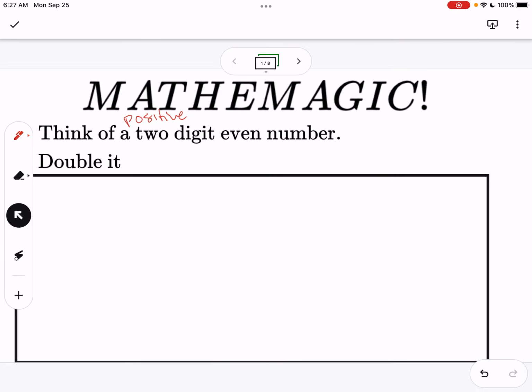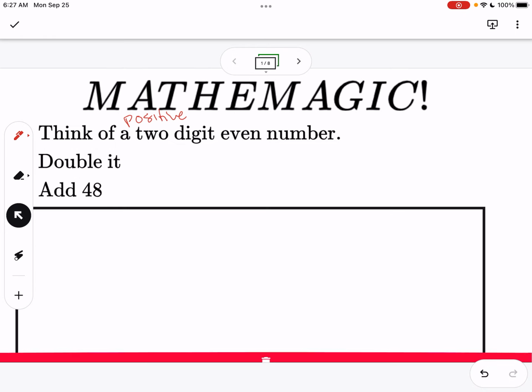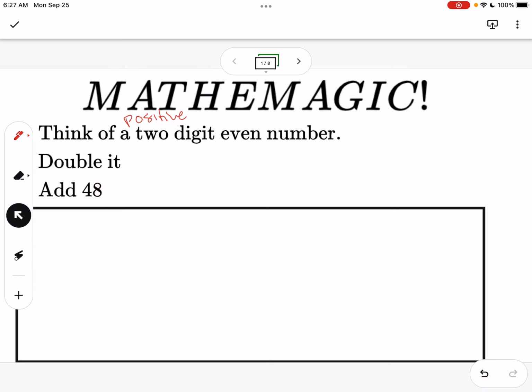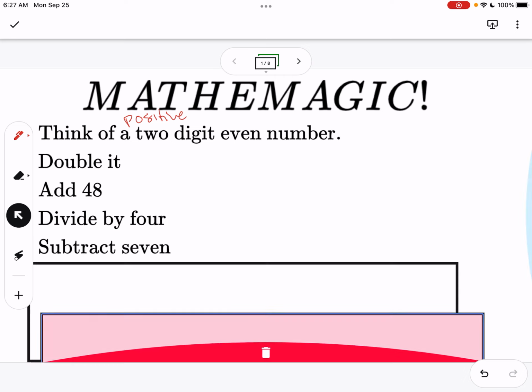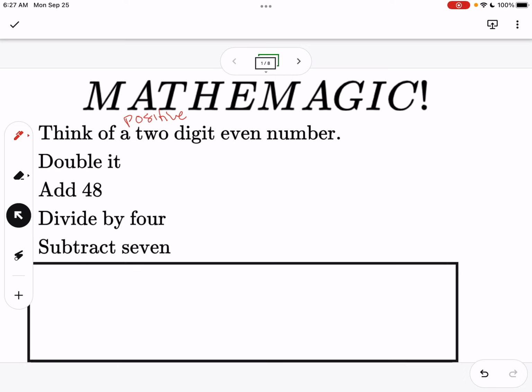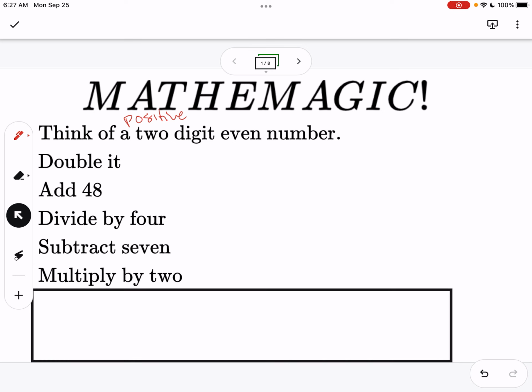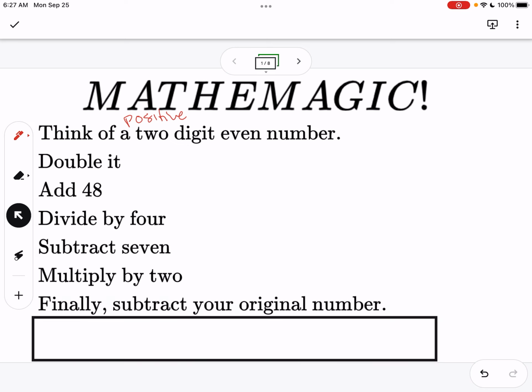Now double it. Multiply by 2. Add 48. If you need to pause, go ahead and pause to do your calculations. Divide your number by 4. Subtract 7. Double it again. Multiply by 2 one more time. Now finally, subtract your original number.